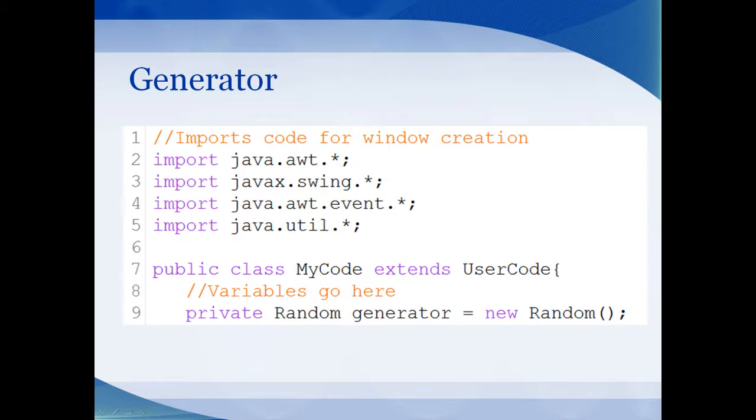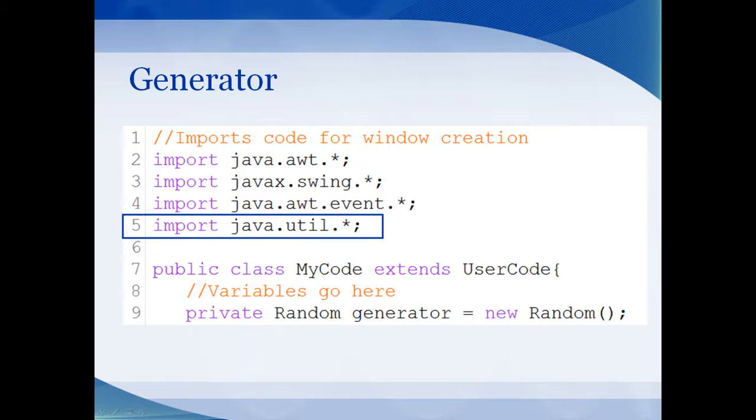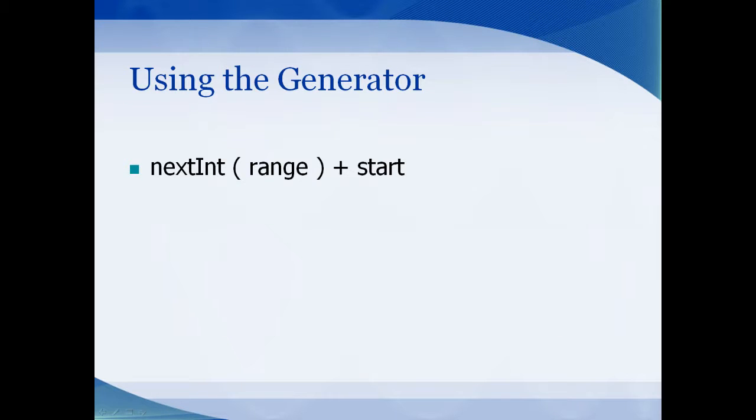Now, we already have the random generator in your mycode file, so you don't have to add it. It just creates a variable called generator of type random. Now, the random object is in one of the libraries called java.util. The nextInt method is what allows you to assign a random value to a variable. It uses a range of numbers and a starting value to determine what the random number might be.